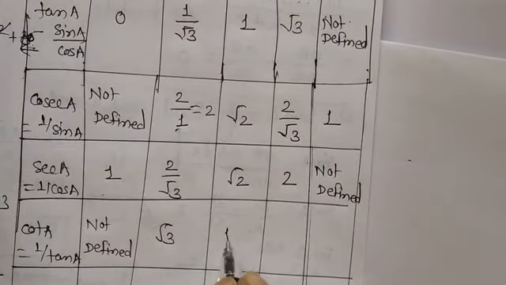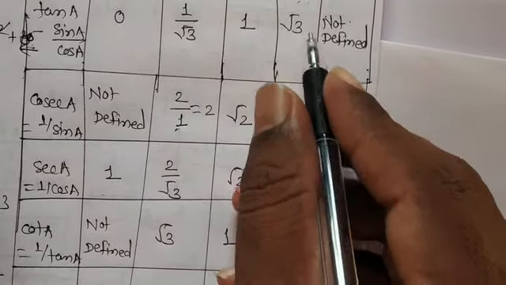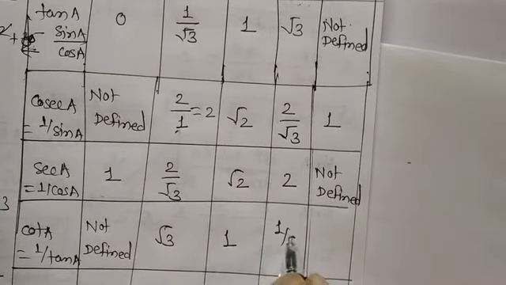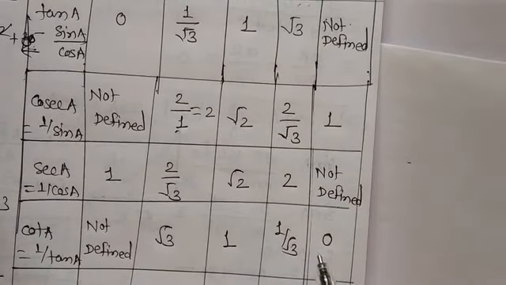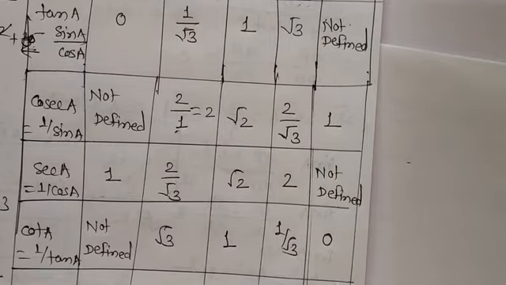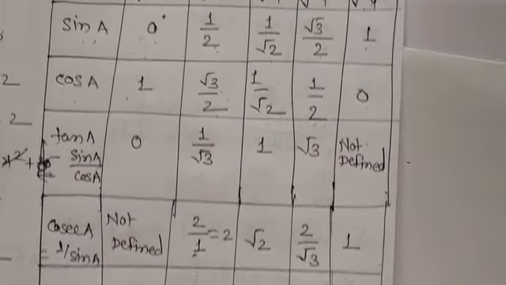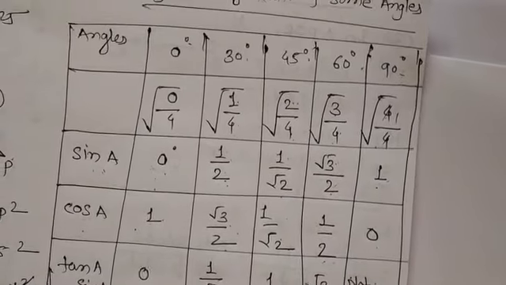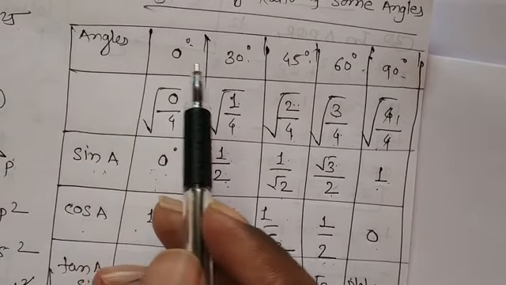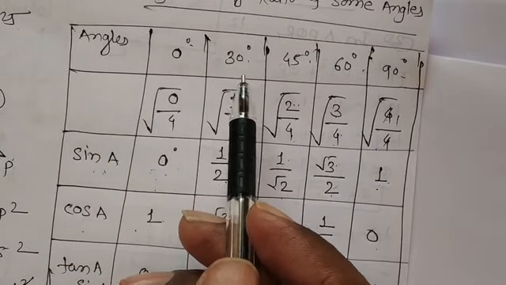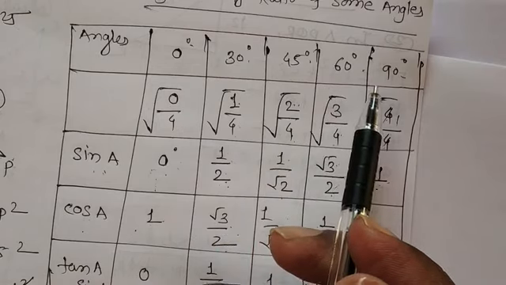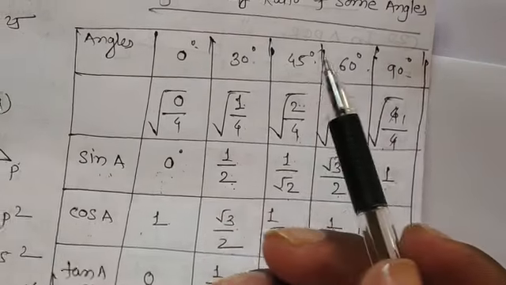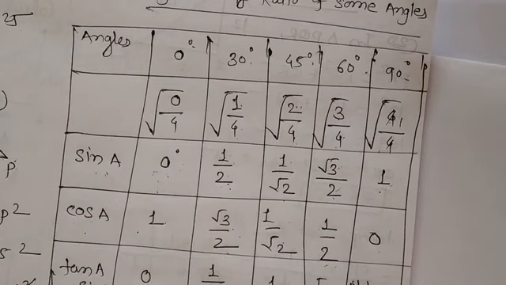1 by root 3, that is simply root 3. 1 by 1, it is simply 1. Root 3 by 1, that is 1 by root 3. And not defined, that is what? Infinity by 1, that is equal to 0. So this is a table you can easily make using what? The angles 0, 30, 45, then 60 and then 90. Just do it. It's a simple way to make the whole table.